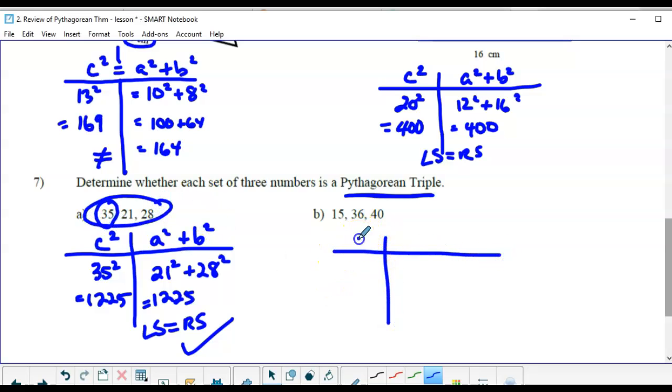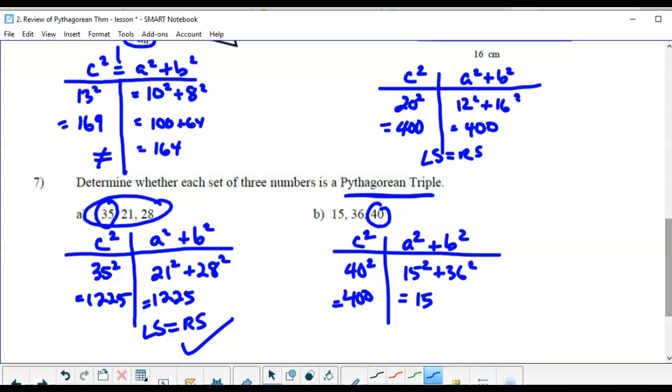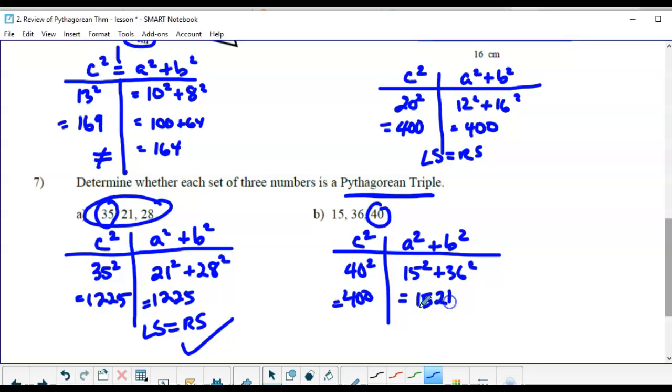Then let's check the next one. Biggest number is 40. Okay, so that's 400. And then what's 15 squared plus 36 squared? Oh, that's not very much at all, is it, comparatively? So 15 squared plus 36 squared is 1521. Oh, you know what? And 40 squared is not 400. That's why there's an issue there. 40 squared is 1600. And so these are not equal. They're close. So this is not a Pythagorean triple.